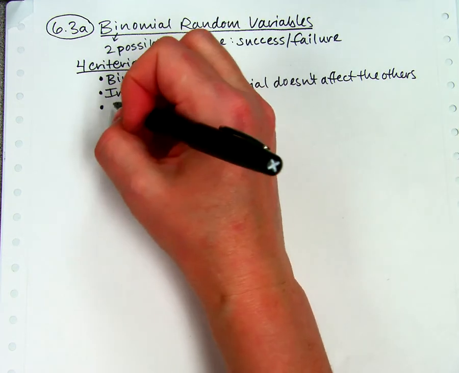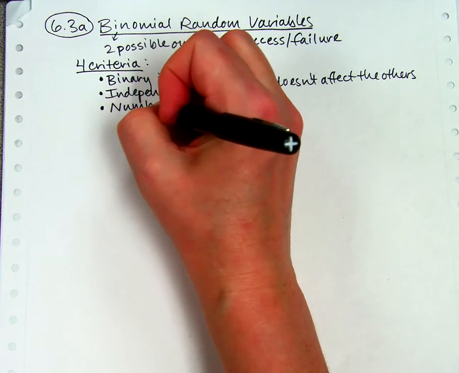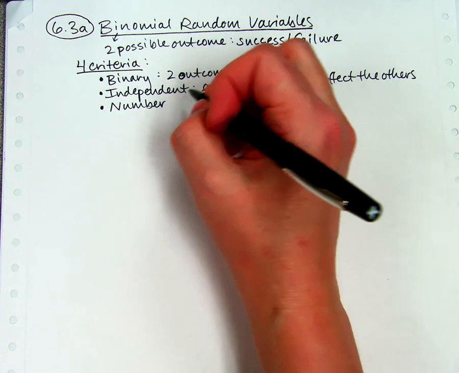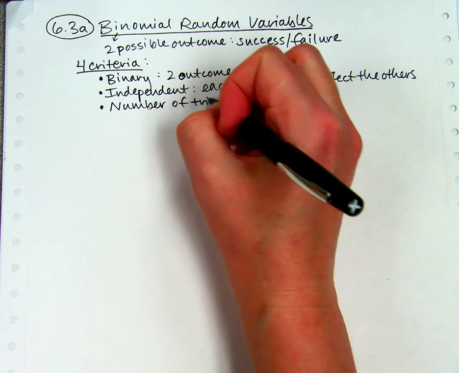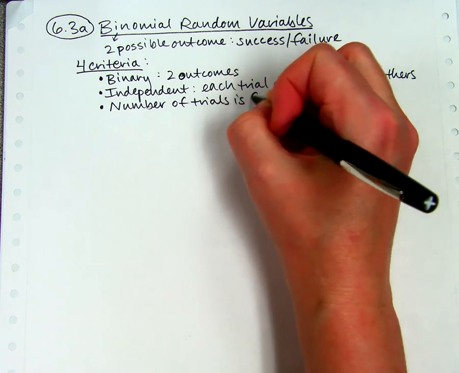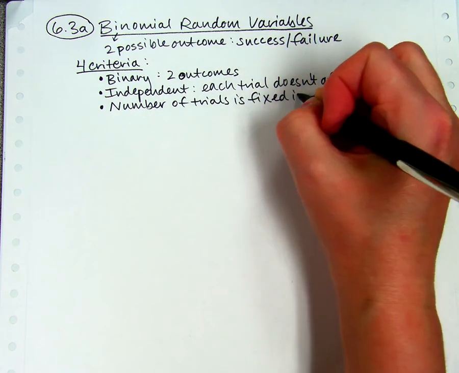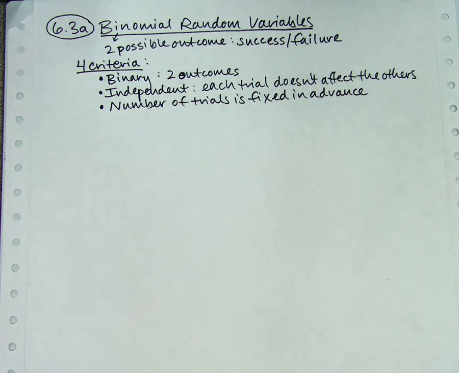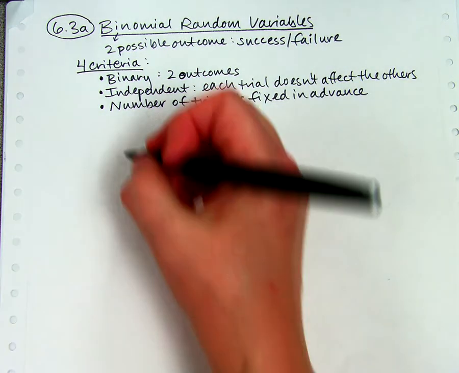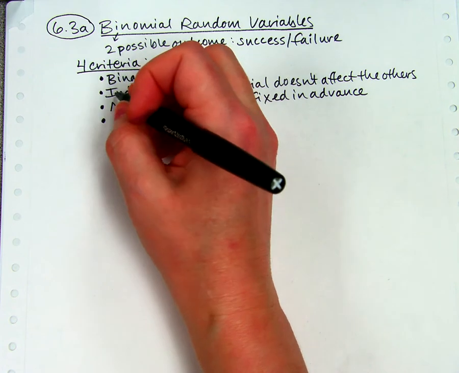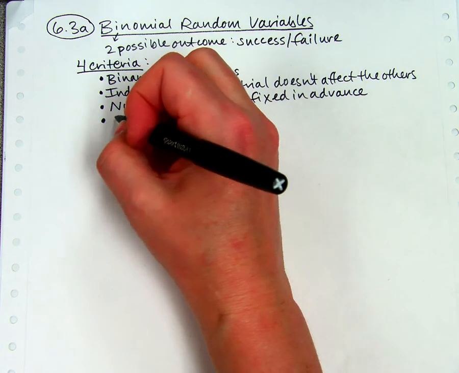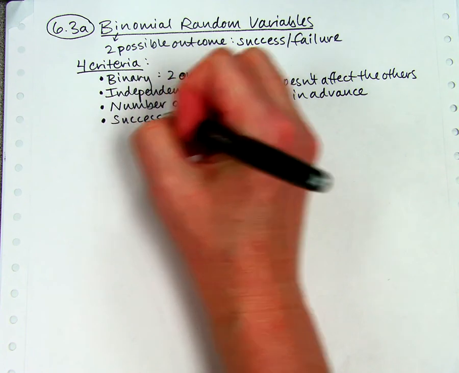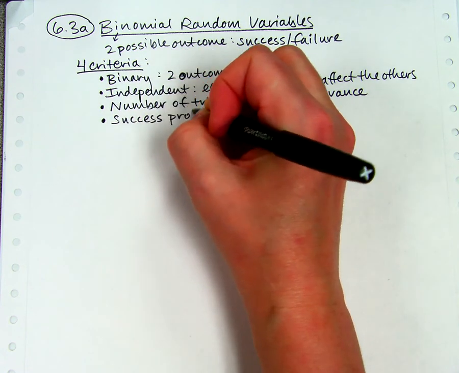The third thing is the number of trials is fixed in advance. So if you're flipping coins, for instance, you decide in advance you're going to flip 3 times or 4 times or whatever it is you decide. And that's important because later in the week we're going to learn another type that does not have that particular condition. And then the fourth thing is closely related to the independence, but I'm going to say it anyway, and then I'll tell you why it's not the same as being independent. Success probability does not change with each trial.